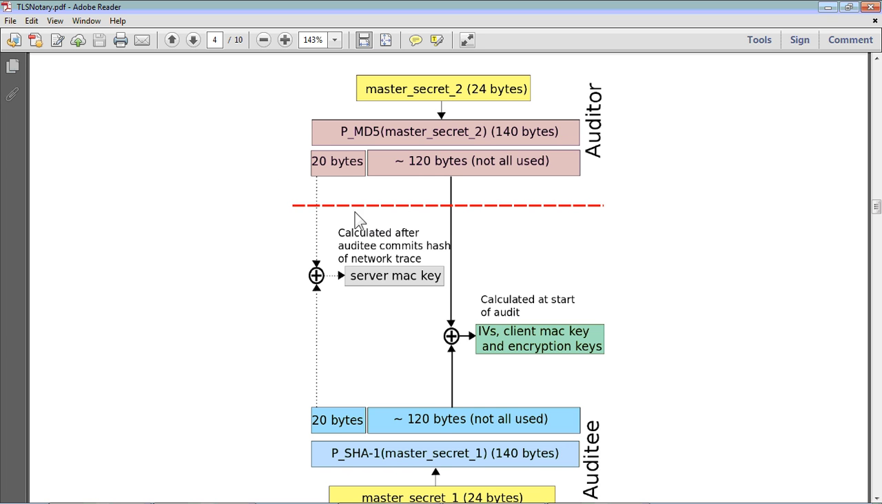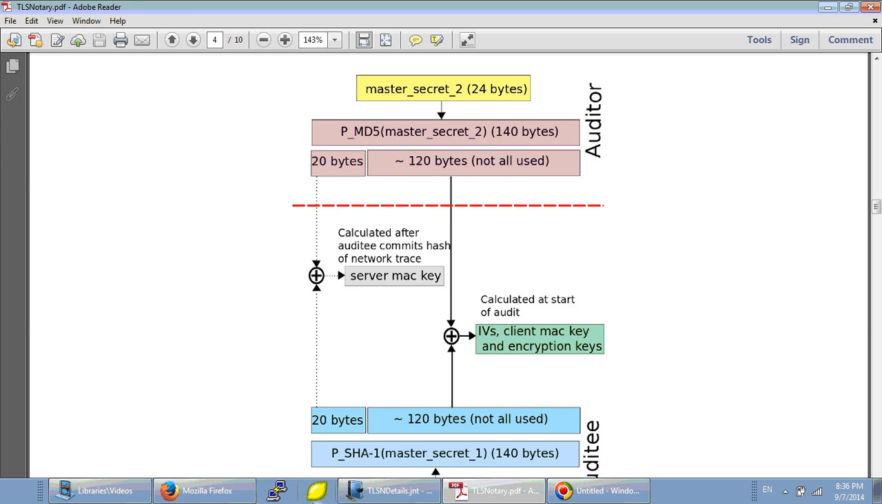So that's why only when the auditor sends the 20 bytes of phash that allows this XOR to create the real server MAC key, then the auditee will check, okay, does this actually give a valid HMAC for my server traffic? If it does, he knows everything must have gone correctly. Nobody could have fabricated that. The server couldn't, an external attacker couldn't have fabricated it, and nor could the auditor.